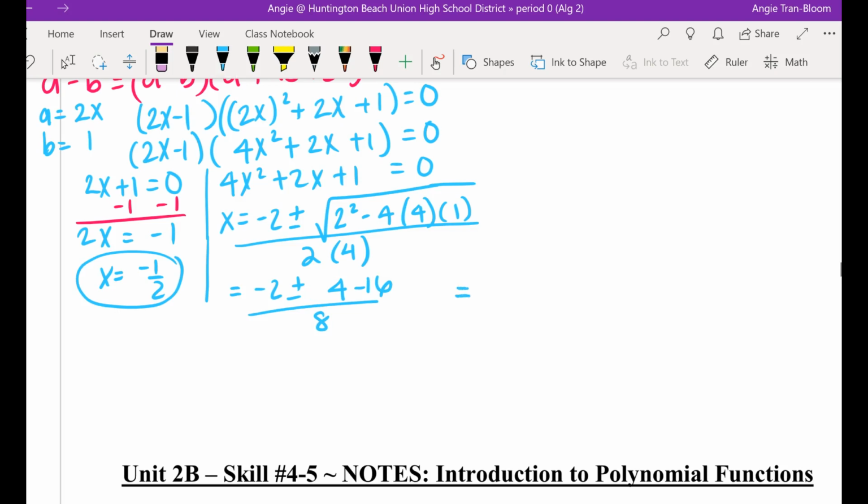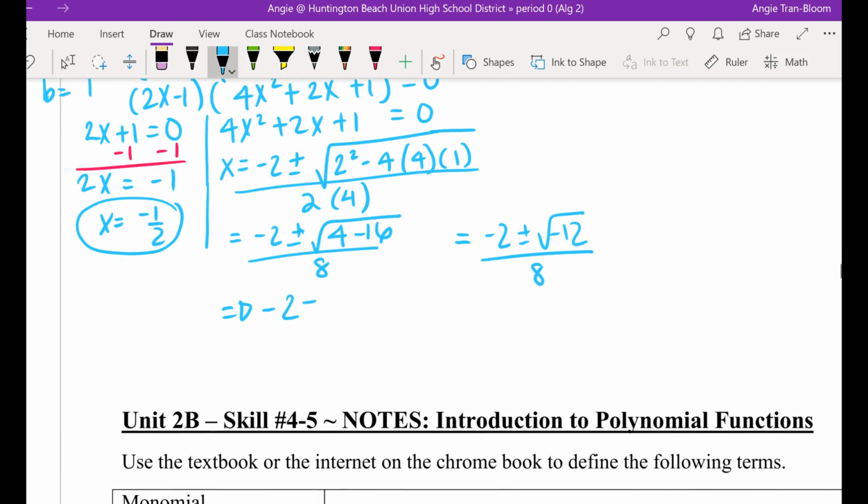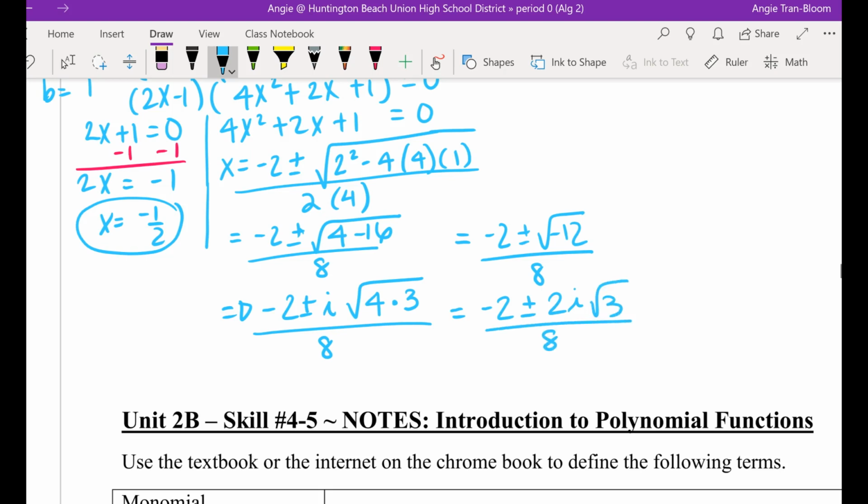Let's simplify that really quickly. So negative 2, plus or minus the square root of 4 minus 16, which is negative 12, all over 8. Let's simplify that some more. I will take out the i, plus or minus i, and now I just have radical 12. Radical 12 is radical 4 times 3 over 8, which is now negative 2 plus or minus 2i, because the square root of 4 is 2. The radical 3 stays inside.